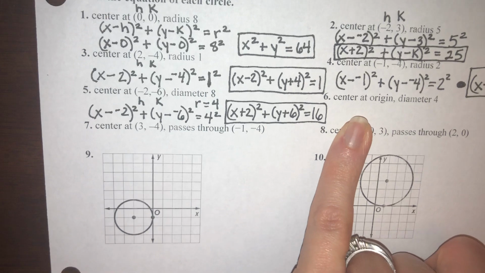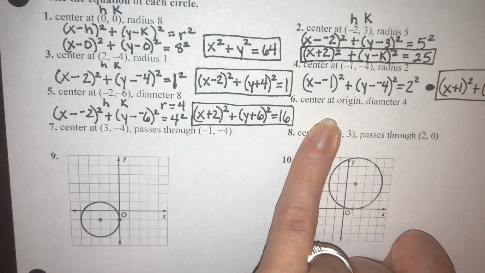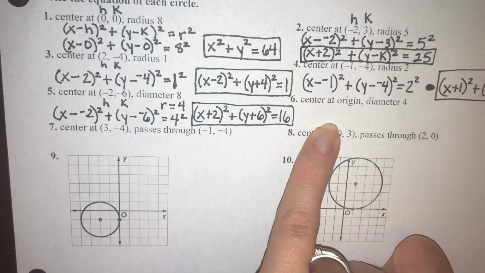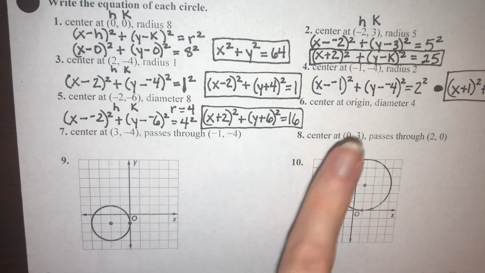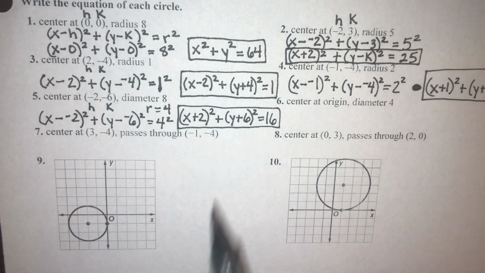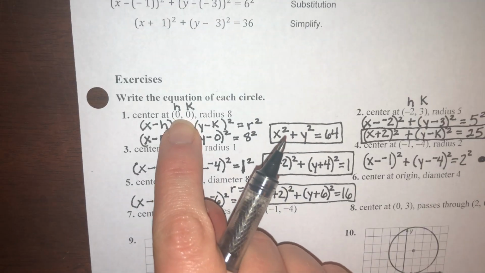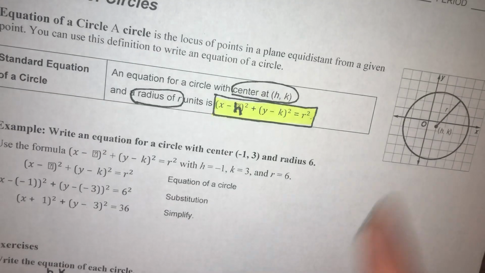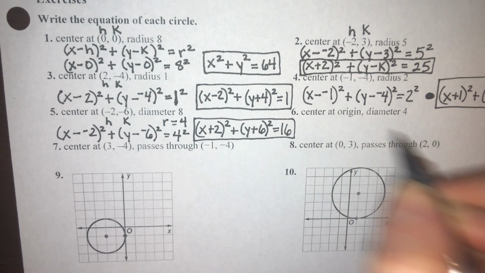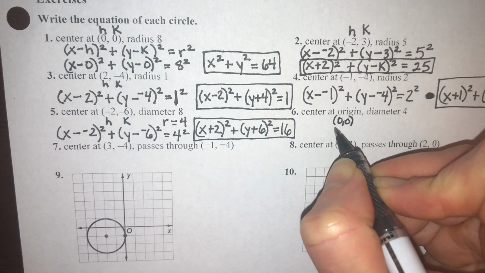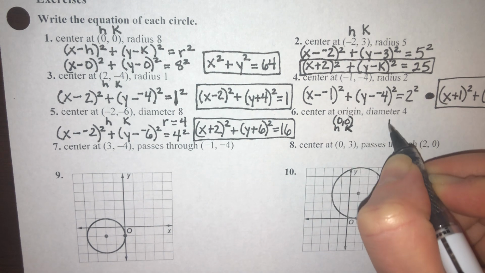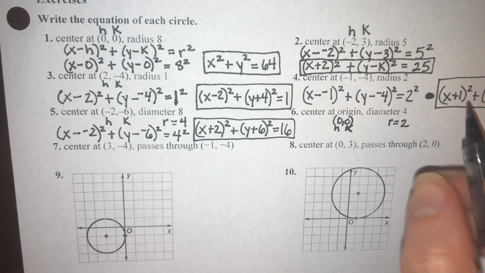Number 6. On number 6, it's slightly different because we have the diameter here like we did here, but for the center, they don't just give us a point. They tell us the center is at the origin. So what's the origin? Well, the origin is 0, 0. That's where the x and y axis cross on our graph. So we're going to use the point 0, 0. That'll be our h and our k. And then if the diameter is 4, the radius is half of that, so the radius is 2.